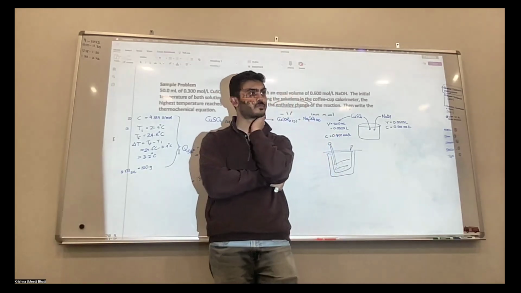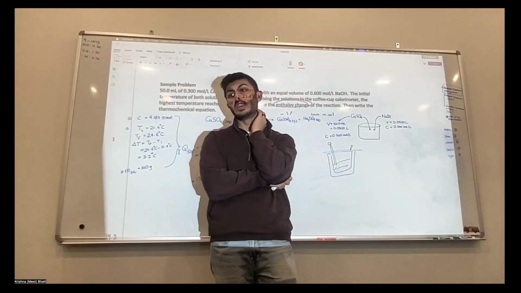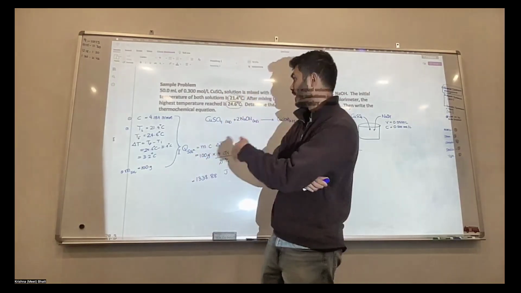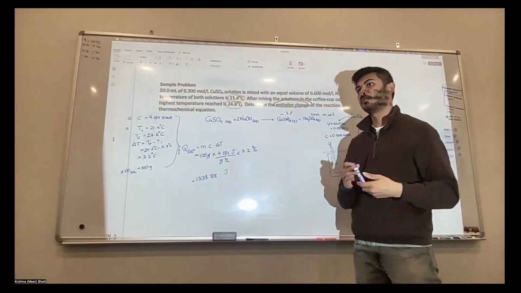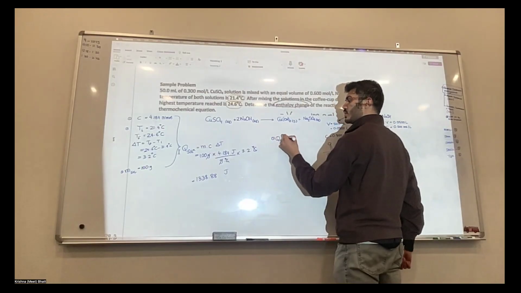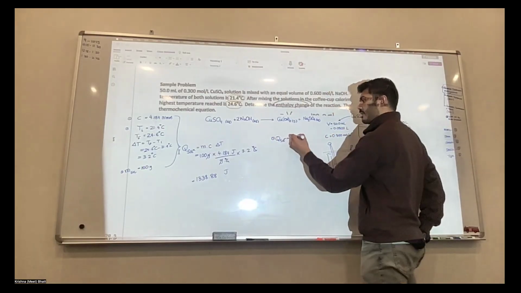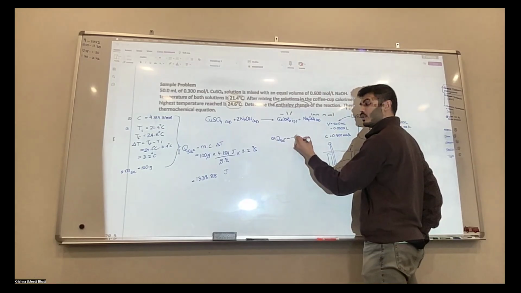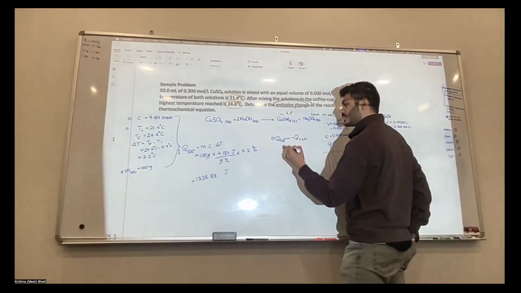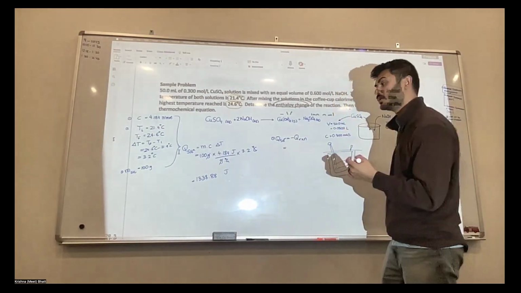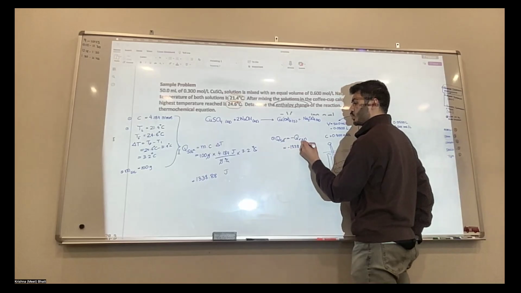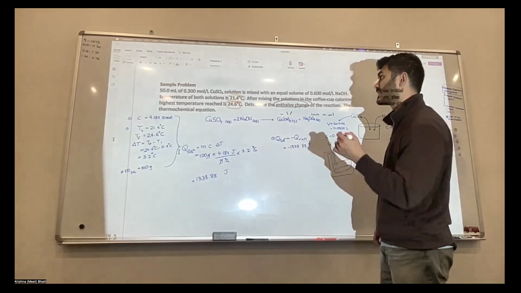Q surroundings equals negative Q. In this case, the surrounding is the solution, and the other one is the reaction. So tell me, what happens over here? Q solution should be equal to negative Q reaction. So this means the heat of the reaction should be equal to negative 1338.8 joules. Fantastic.